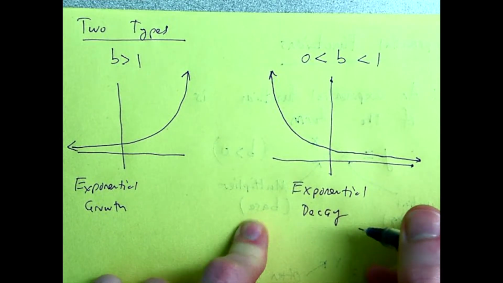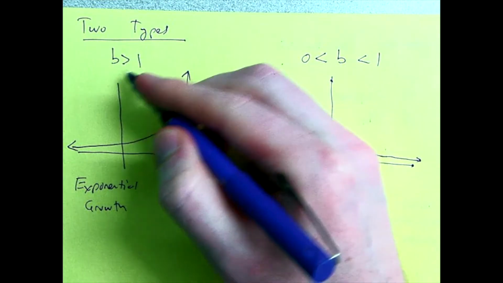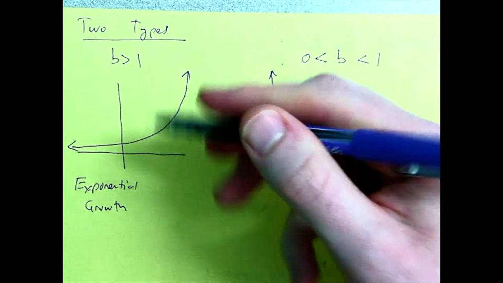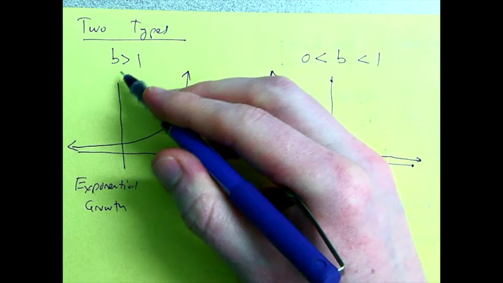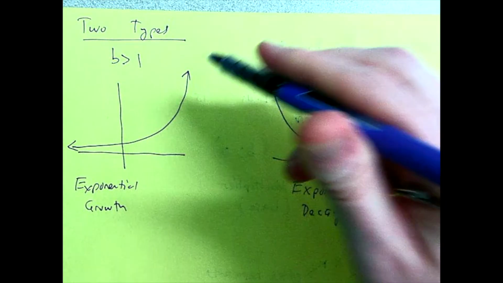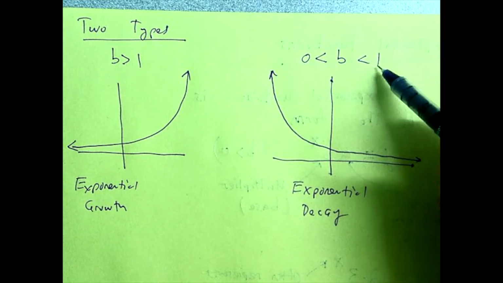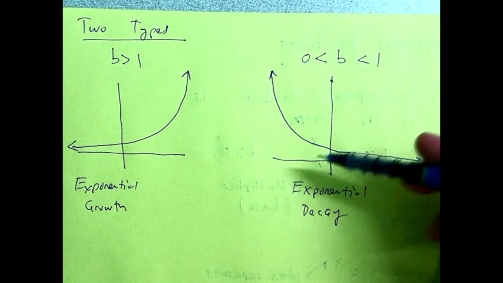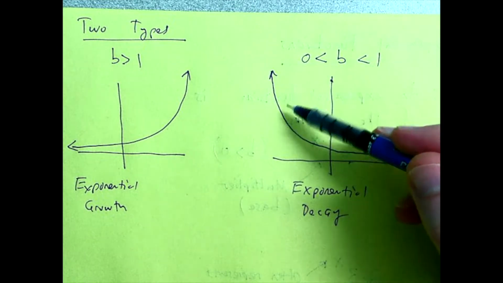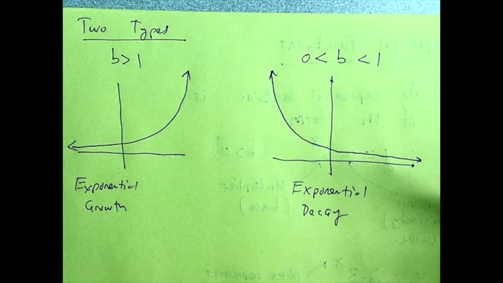Now, why do the graphs look like this? Not very hard to see. If b is bigger than 1, that's the number that you are repeatedly multiplying by over and over again. So if you're repeatedly multiplying by a number bigger than 1, then the value of your function is going to get bigger and bigger and bigger. On the other hand, if b is between 0 and 1, like if b is a half or a third or something, every time you multiply by that b value, the value of your function decreases. So that's why you see this behavior here.